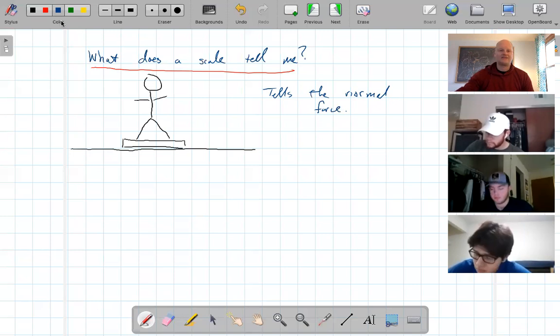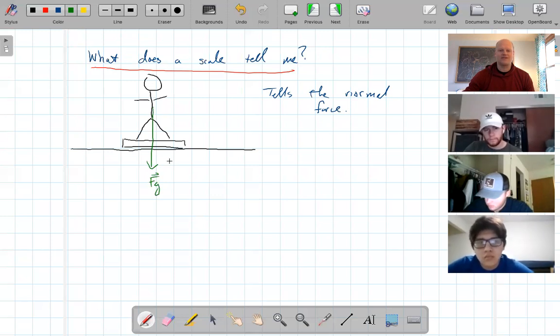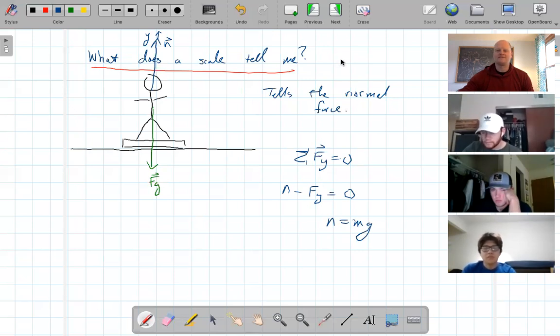So again, in an ideal situation, if I was just standing here, what would happen then is I would have gravity pulling down. So my weight, F sub g, down this way. But then I would also have my normal force pushing upward. So here's my normal force. And again, here we would say, well, the sum of the forces acting in the y direction are equal to 0. So let's call this our y direction. So in this case, I'd get my normal force minus my weight would be equal to 0. So in that case, my normal force would then be equal to the weight, right?